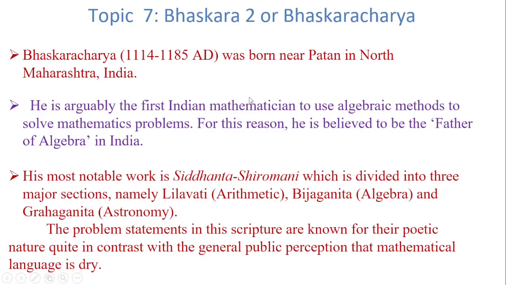He is arguably the first Indian mathematician to use algebraic methods so profusely to solve mathematical problems. Not that algebra was completely unknown to mathematicians before Bhaskaracharya II, but he took algebra to another level, and therefore he is believed to be the father of algebra in India at least. His most notable work is Siddhanta Shiromani, which is divided into three major parts. The first is called Lilavati, which deals with arithmetic, and this part is named after his daughter Lilavati.